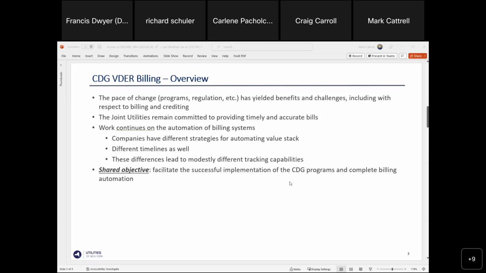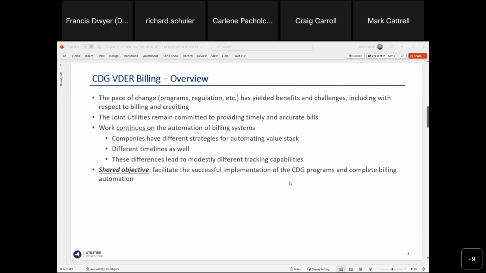And as everyone on this line knows, some of those challenges pertain to billing and crediting. The Joint Utilities would want to emphasize that the companies all remain firmly committed to providing timely and accurate bills, and there is an extensive amount of work that's taking place within each company to advance their programs and their capabilities in this regard, including automation efforts. And we've had some conversations around this in prior stakeholder events to talk about the status of automation of billing systems, and we can have a little bit more discussion around that and what some of the data points are that can be measured and how, if that would make sense in the Q&A portion.